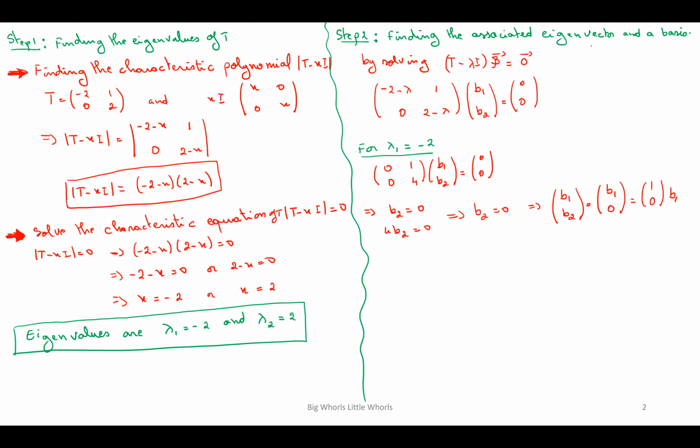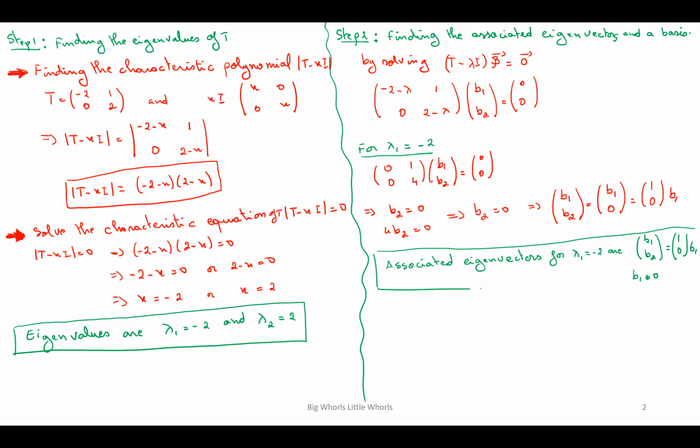Therefore, the associated eigenvectors for lambda 1 equals minus 2 are b1, b2 equals 1, 0 multiplied by b1, such that b1 is different from 0. We cannot have trivial eigenvectors.